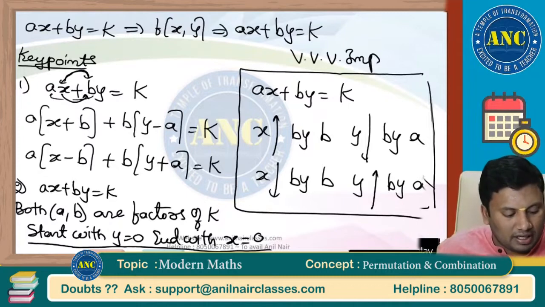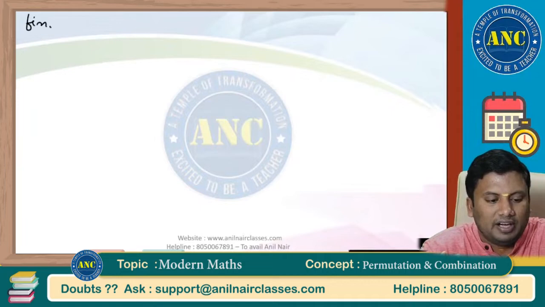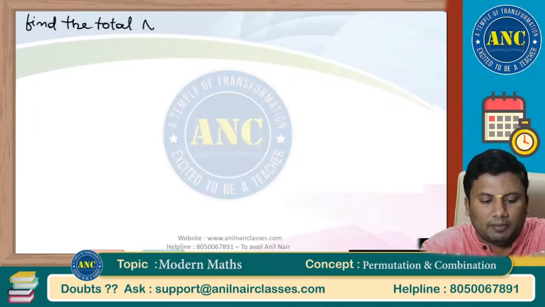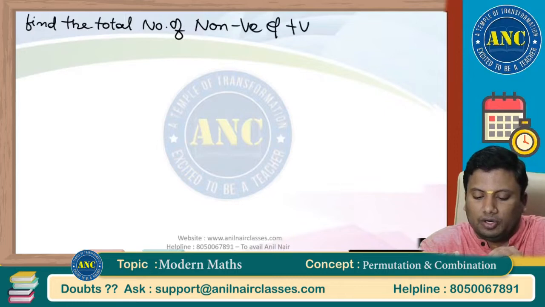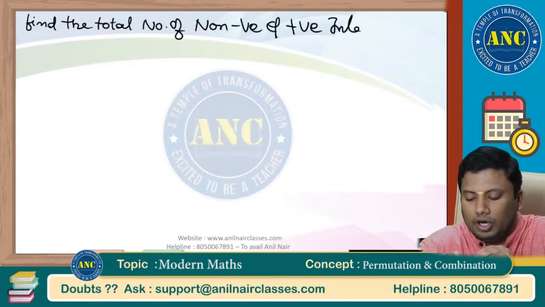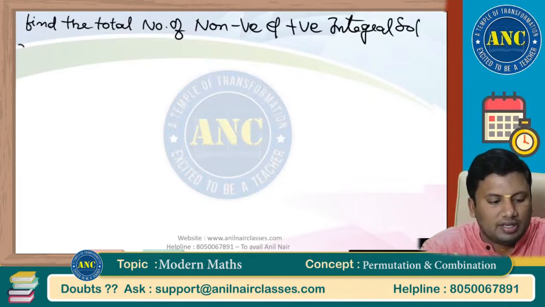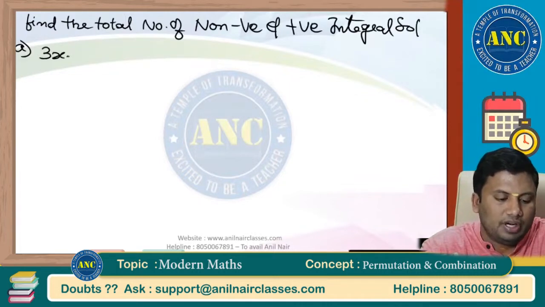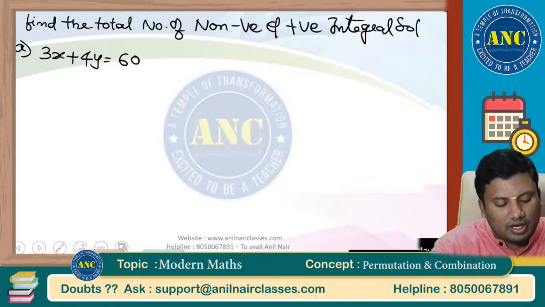First problem, listen carefully, sir. Question is, find the total number of non-negative and positive integral solutions for the equation 3x plus 4y equivalent to 60.